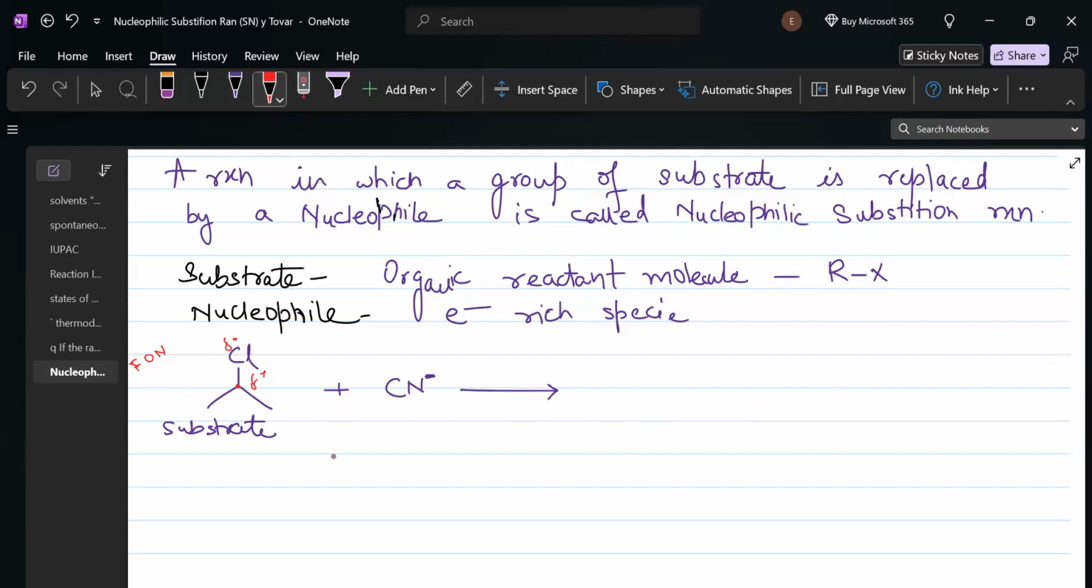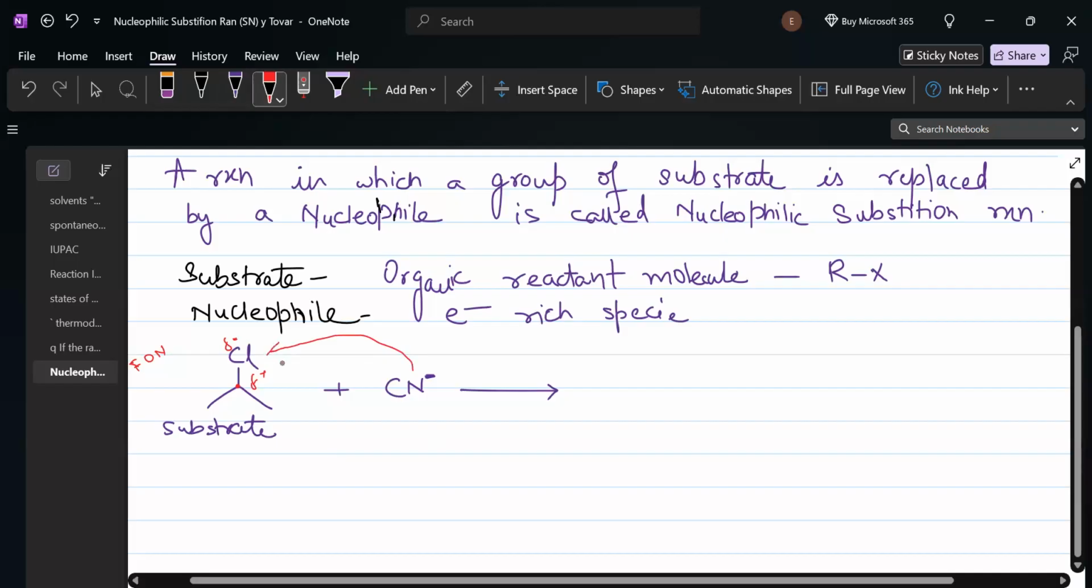So tell me, this nucleophile will attack on which side? On this chlorine or on this carbon? Tell me. Carbon.